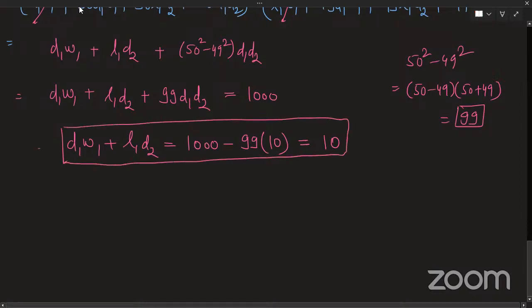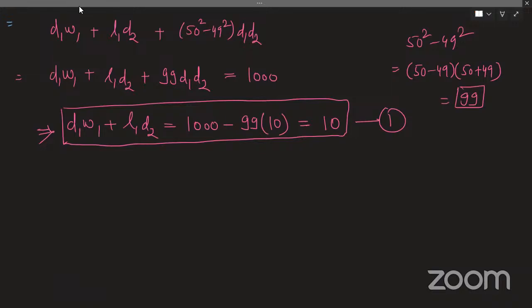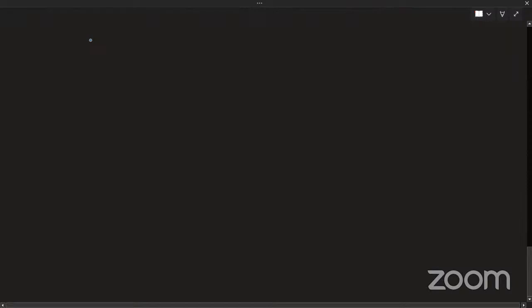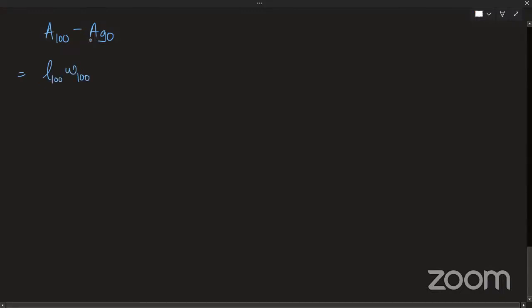So I'll just save this thing. D1 W1 plus L1 D2 is basically how much? Sorry, 100. So now I need to calculate the value of A100 minus A90. Can you help me? A100 minus A90. So my A100 is basically what? L100 into W100, minus L90 into W90, right?